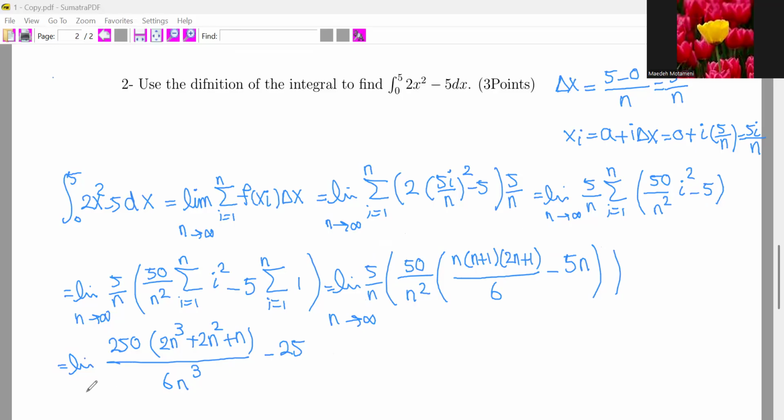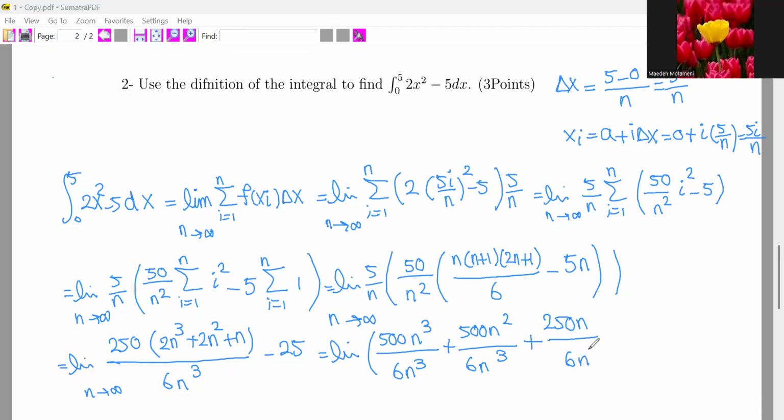Okay, when n is approaching infinity, it will be the limit of, if you multiply them, you would get 500 n cubed over 6n cubed plus 500 n squared over 6n cubed. Just you multiply the top and you would separate the fractions. Plus 250n over 6n cubed minus 25 when n is approaching infinity.